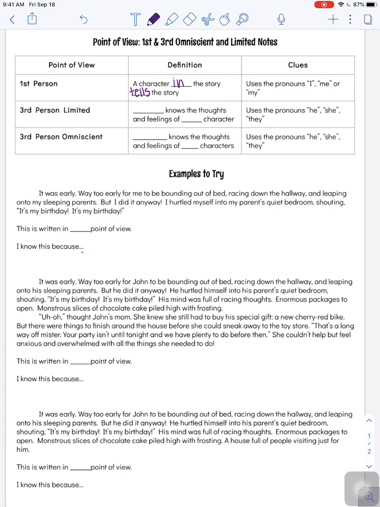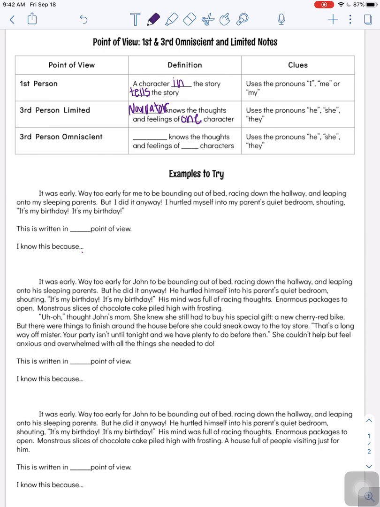Next, we have third person limited. So third person limited is told by a narrator, and the narrator is not a character in the story. So with third person limited, the narrator knows the thoughts and feelings of one character. Their knowledge of the thoughts and feelings is limited to one character, which is why it's called third person limited. And with third person limited, you will see pronouns such as he, she, or they because our narrator is not in the story.